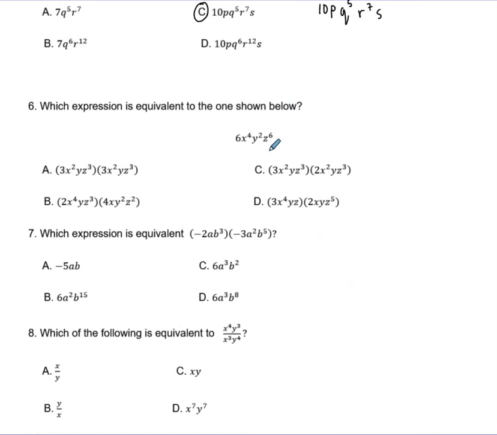So we want to just kind of look around and see which one of these gives me this back. Since for the coefficients, I have to multiply to get 6. So here 3 times 3 is 9, not 6. 2 times 4 is 8, that's not 6. It must be these two. 3 times 2 is 6, and 3 times 2 is 6. So it's either C or D.